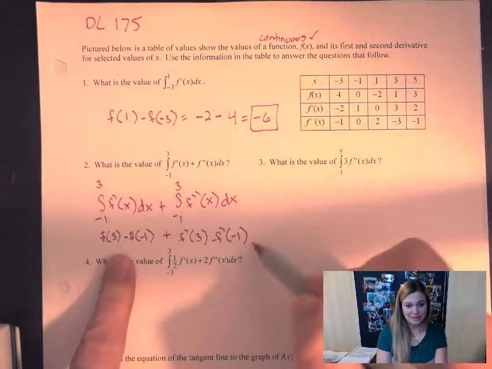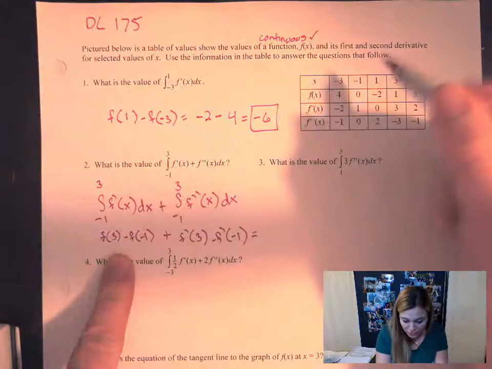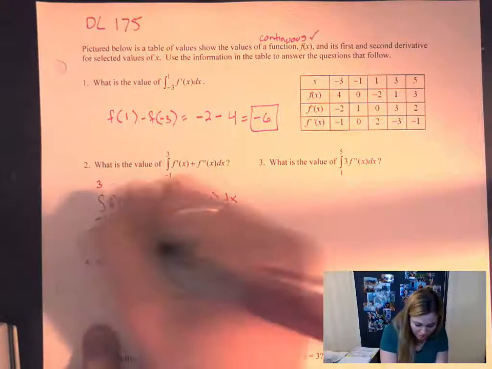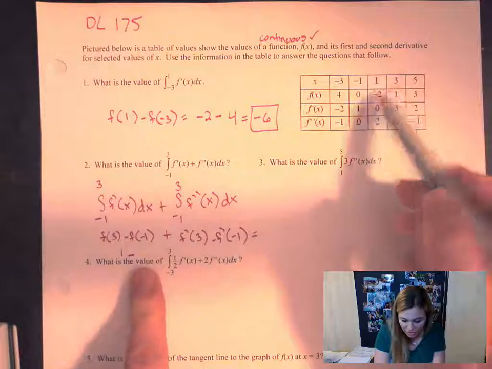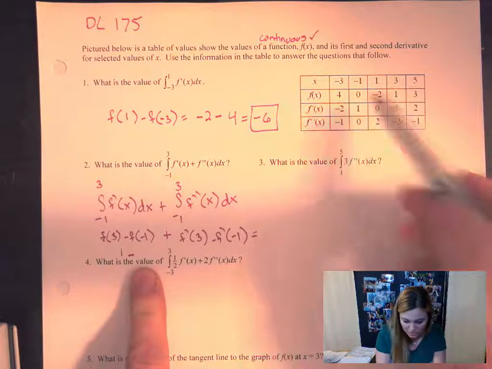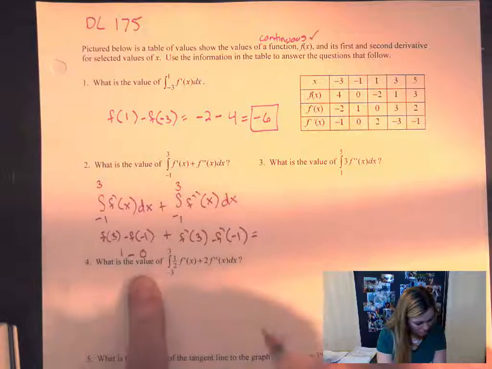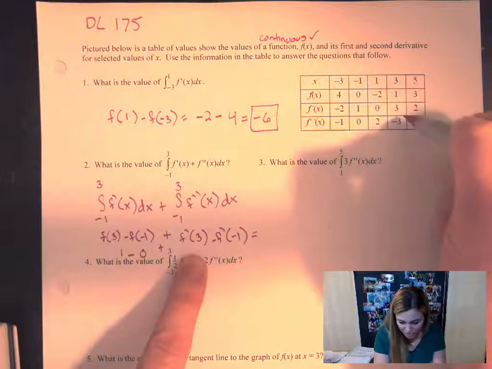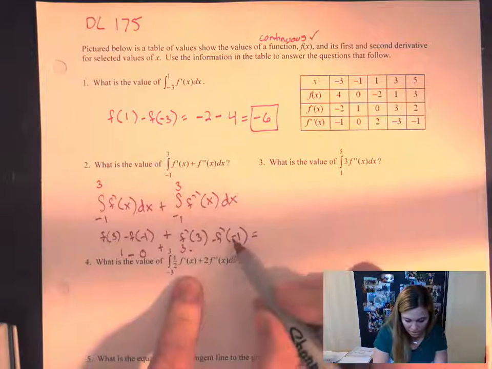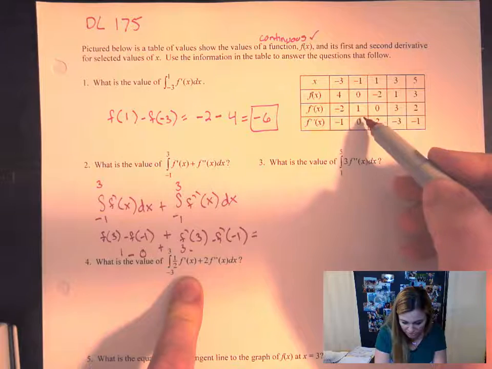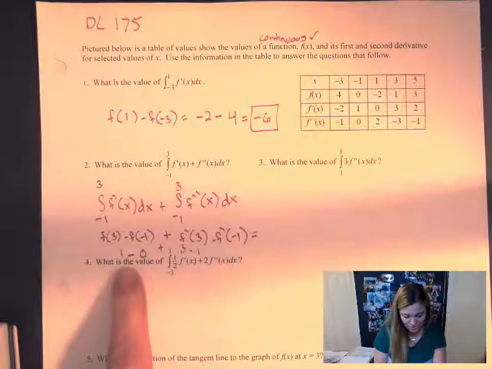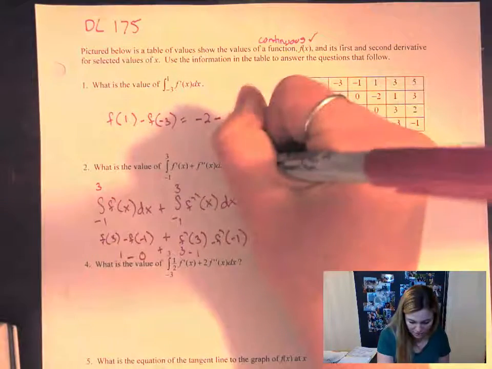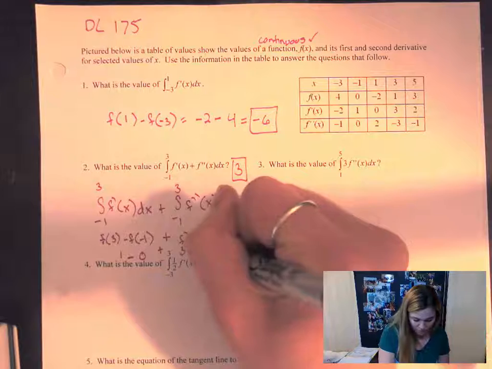Now it's just a matter of going to the table. F of 3 is 1. 1 minus f of -1 is 0, plus f prime of 3 is 3. F prime of -1 is 1. So I do 1, and then this would be 2. 1 plus 2, I get a total area of this one of 3.